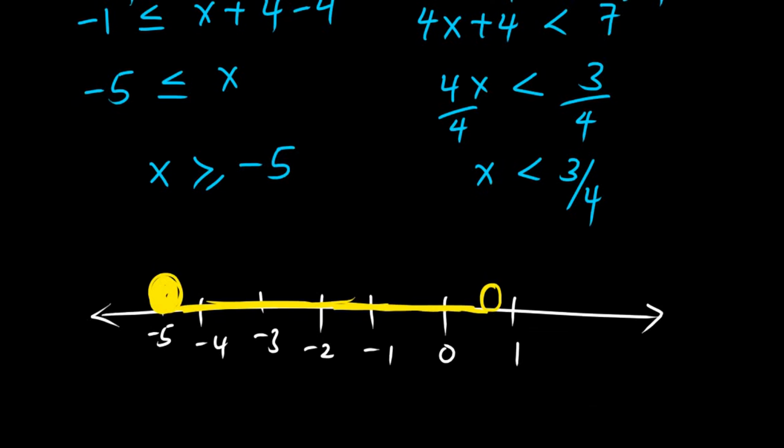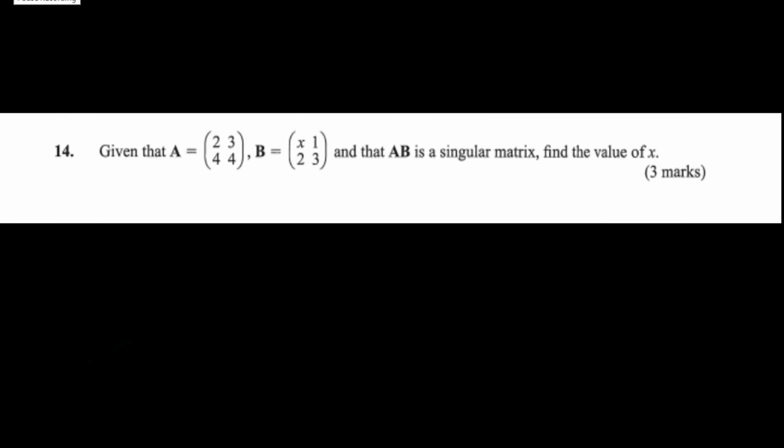So we can now proceed to question number 14. Question number 14 states that given that matrix A is equal to 2, 3, 4, 4 and matrix B is equal to x, 1, 2, 3 and that matrix A times matrix B is a singular matrix, find the value of x.